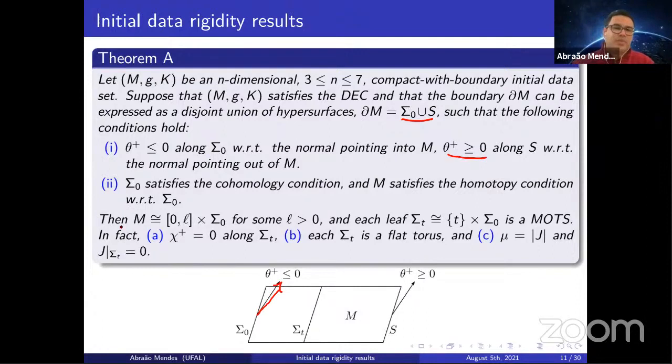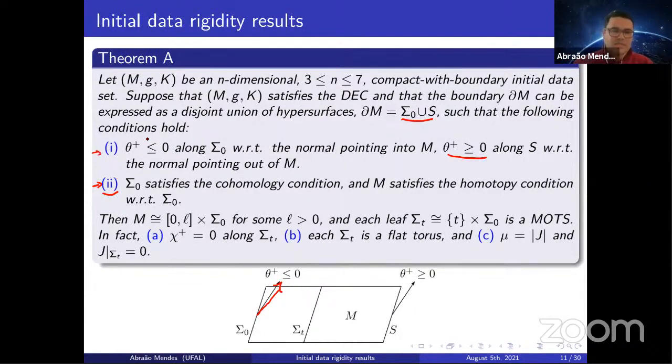And also we have the topological conditions. So sigma naught satisfies the cohomology condition, and M satisfies the homotopic condition with respect to sigma naught. So remember that in Lohkamp's picture, this hypothesis here is trivial, okay?